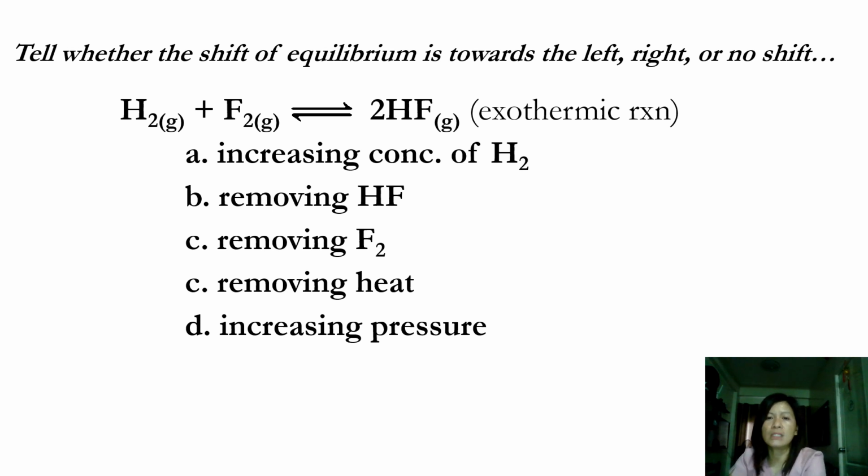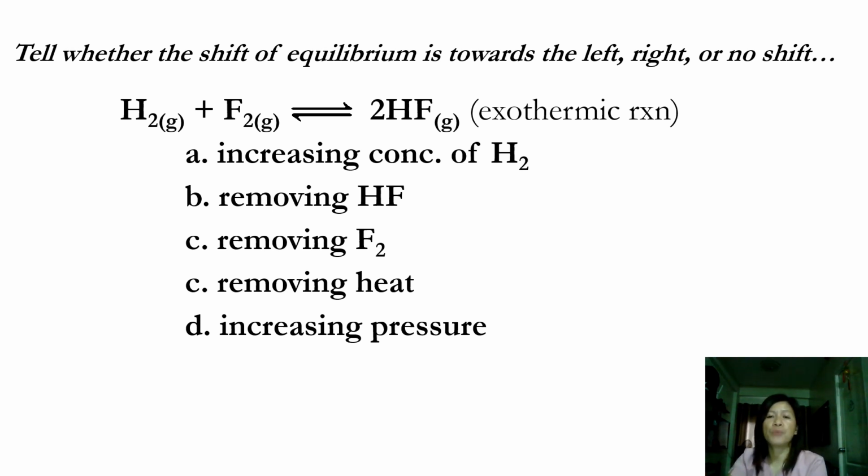Let's increase the concentration of hydrogen gas. Increasing the concentration of hydrogen gas is putting stress to the reactant side of the equation. So for the reactant side of the equation, to relieve the stress caused by the increase of the concentration of the reactant is to shift the equilibrium towards the right or the product side. So the shift of equilibrium here is to the right, to the product side.